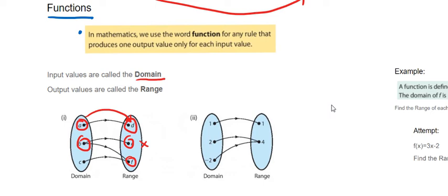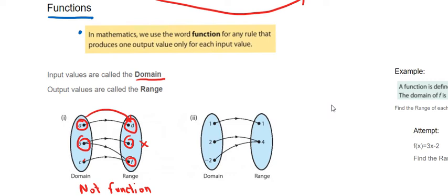So not a function, because I get two different outputs for one single input for my B. C is okay because C just goes to F, so I only get one output for C.